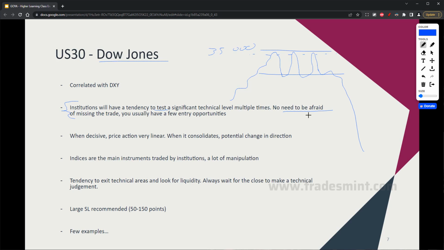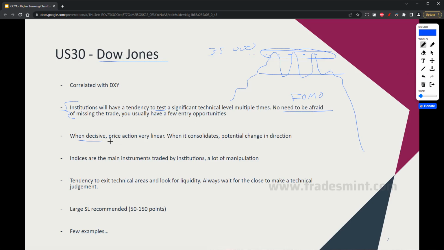Okay, so there's no need for FOMO, fear of missing out. You can take your time, and it's great to know this behavior because you can really take your time and make sure that this area is the good level that you want to take your trade, and the market will test it a couple times. Institutions will accumulate around that price. It's very rare that we touch and go. Okay, that almost never happens on a reversal on the Dow Jones. Okay, so it's a good behavior to know.